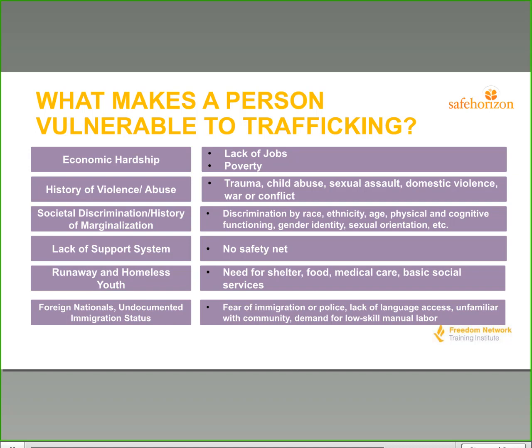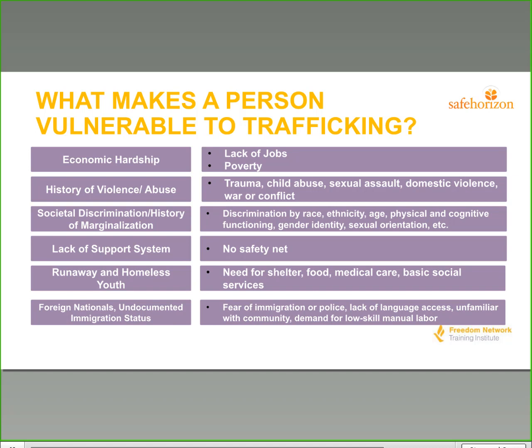Many times we see individuals coming from poverty, food insecurity, lack of employment, a lack of education, and these are vulnerabilities that would induce someone to engage in acts that they may not necessarily agree with, or acts that they are unsure are criminal activity to begin with. And so economic hardship, I think, is one of the most important factors in a trafficking victim's background.